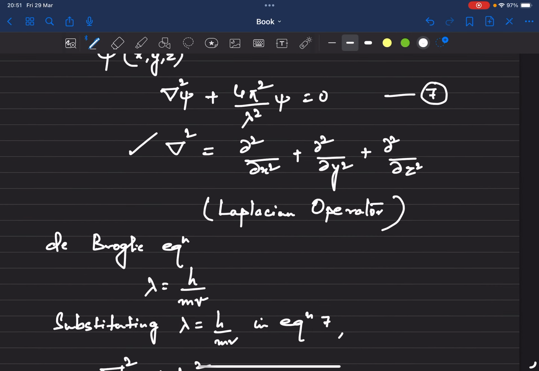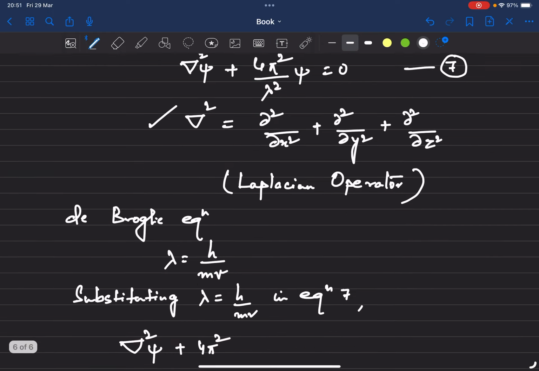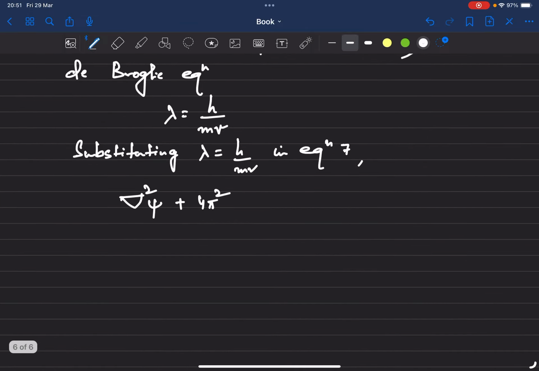क्या था हमारे पास? It was 4π² divided by λ². So if you substitute h by mv, तो आपके डिनोमिनेटर में यहाँ पे h² आ जाएगा और न्यूमरेटर में चला जाएगा m²v². तो अब हम m²v² को लिखेंगे न्यूमरेटर में और h² को लिखेंगे डिनोमिनेटर में, into ψ equals to 0. Again, let us mark this as a new equation number 8.